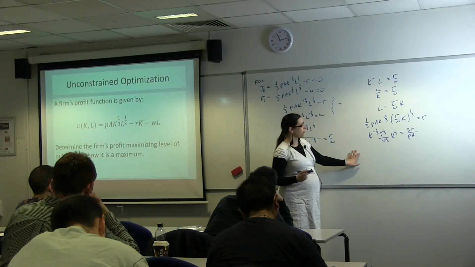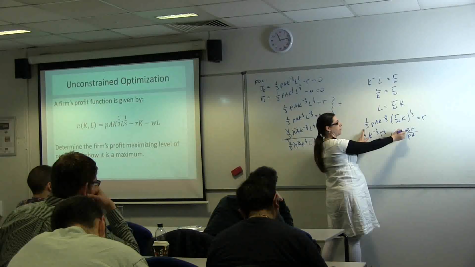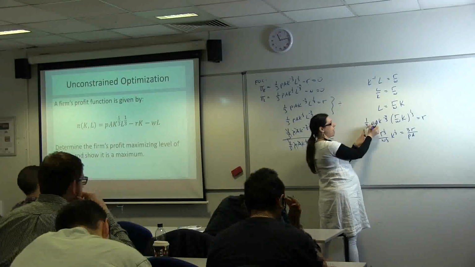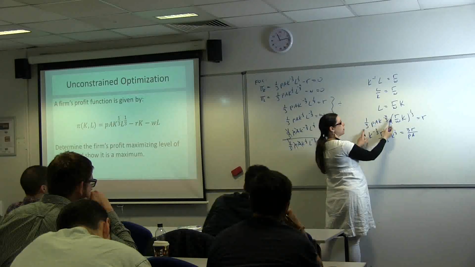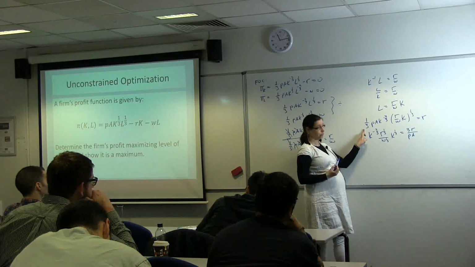Sorry, could you explain that step one more time, please? Okay, I multiply up by 3, divide them by P and A, and the bracket I just break out to put everything to the same power. Thank you.